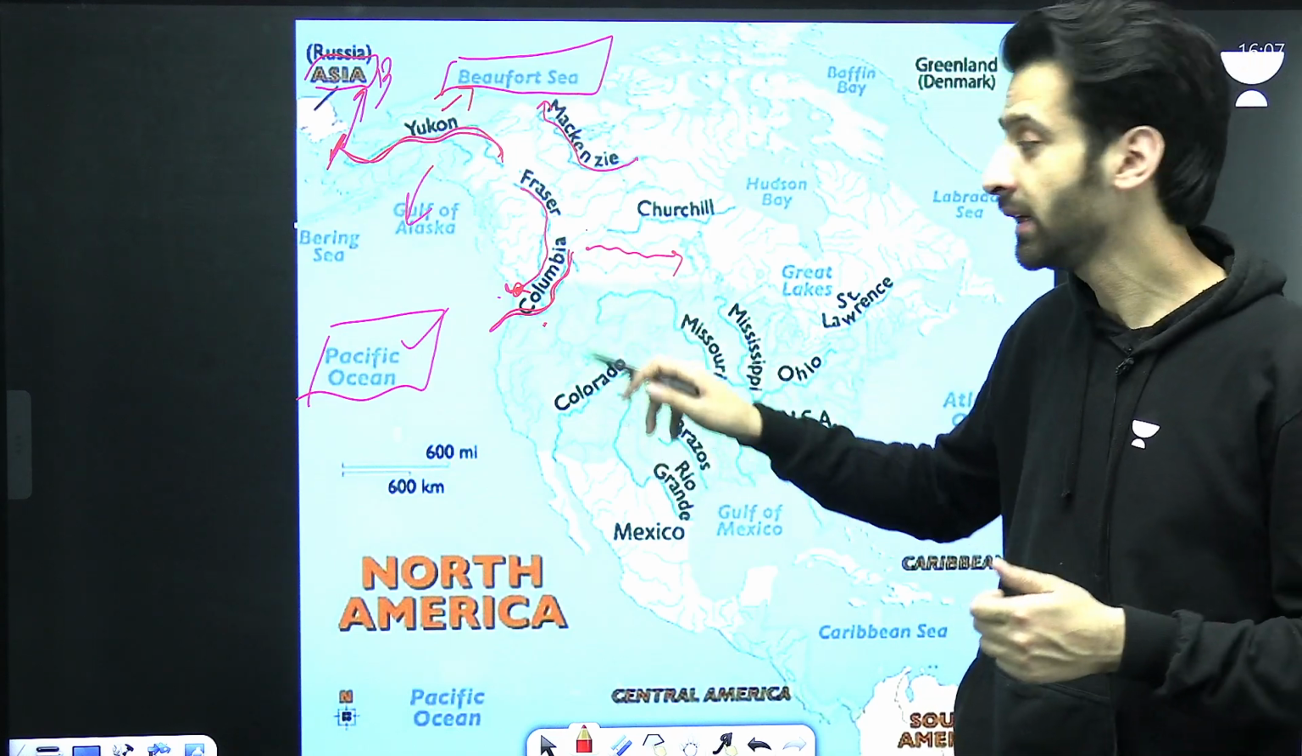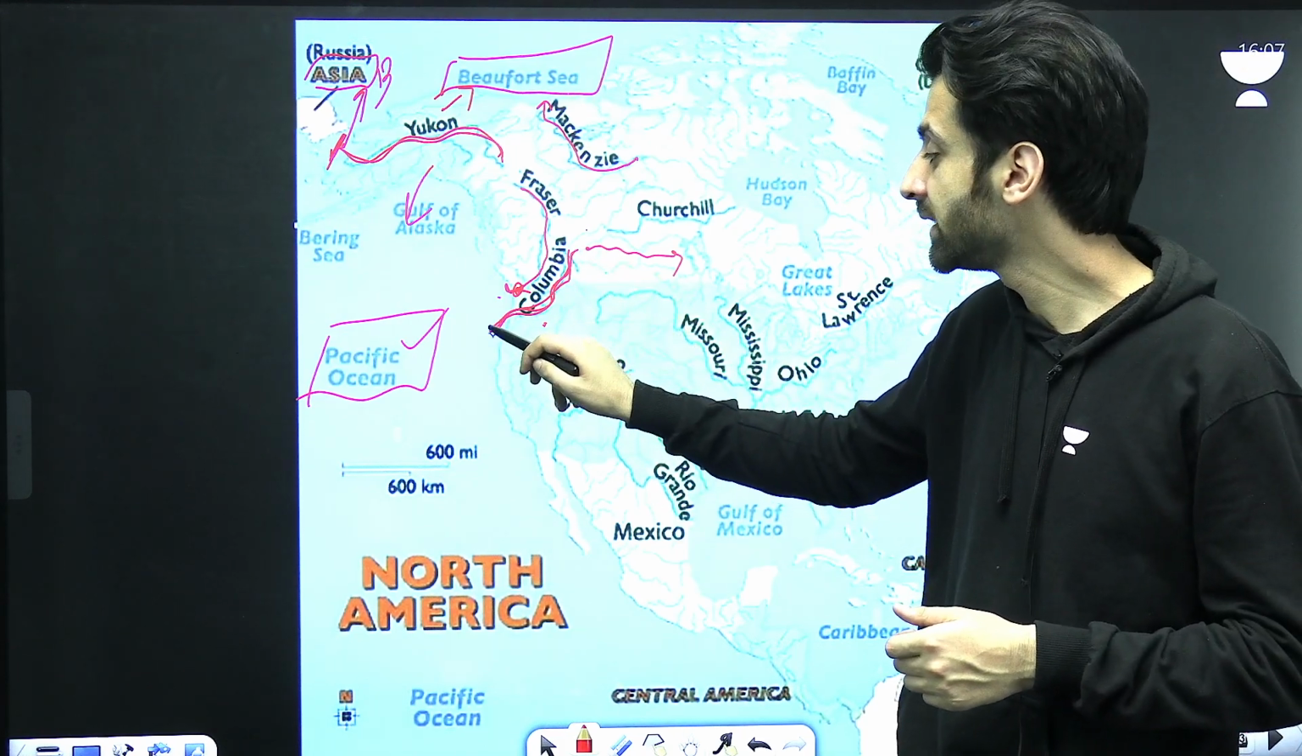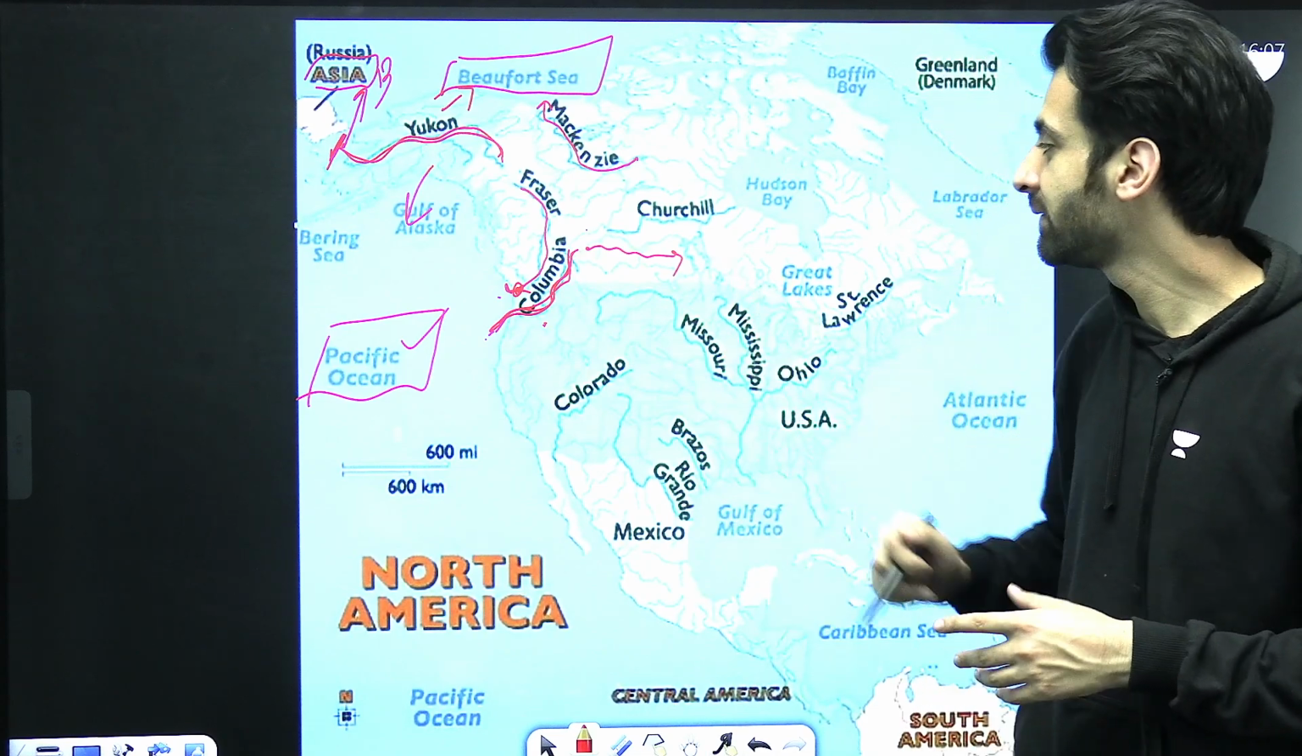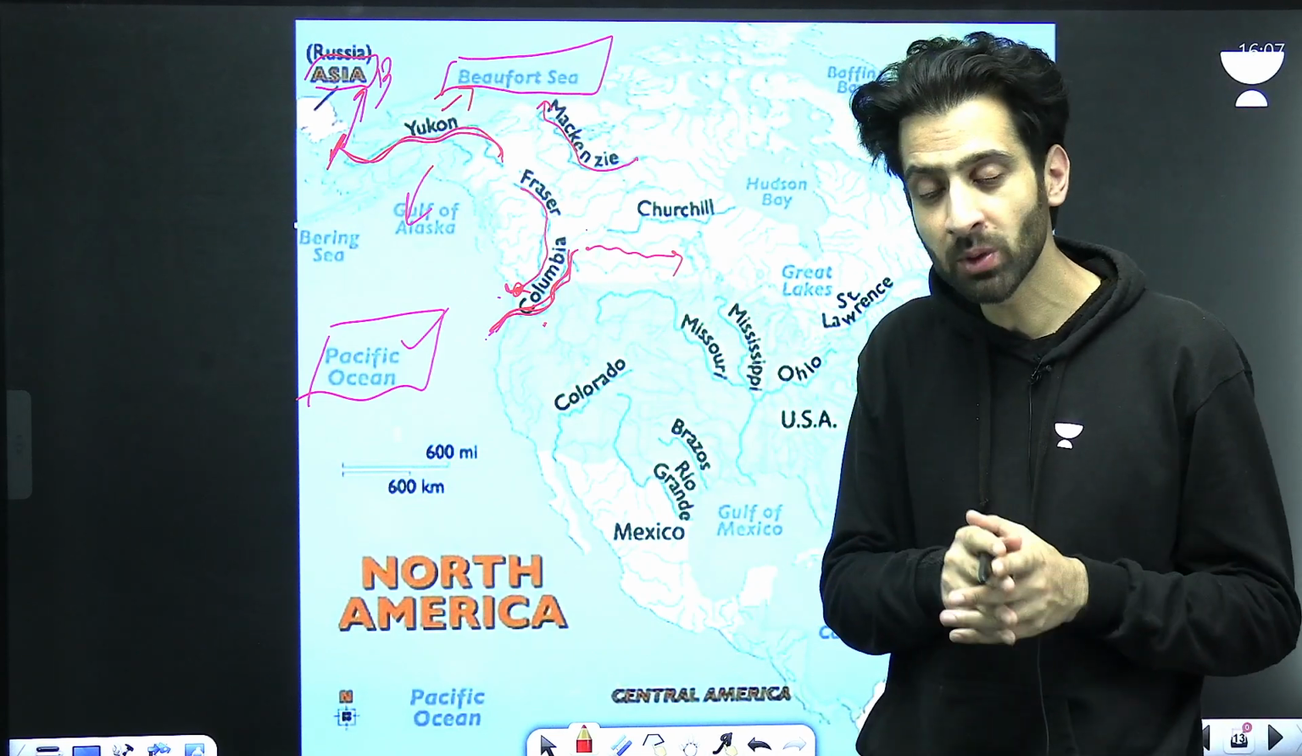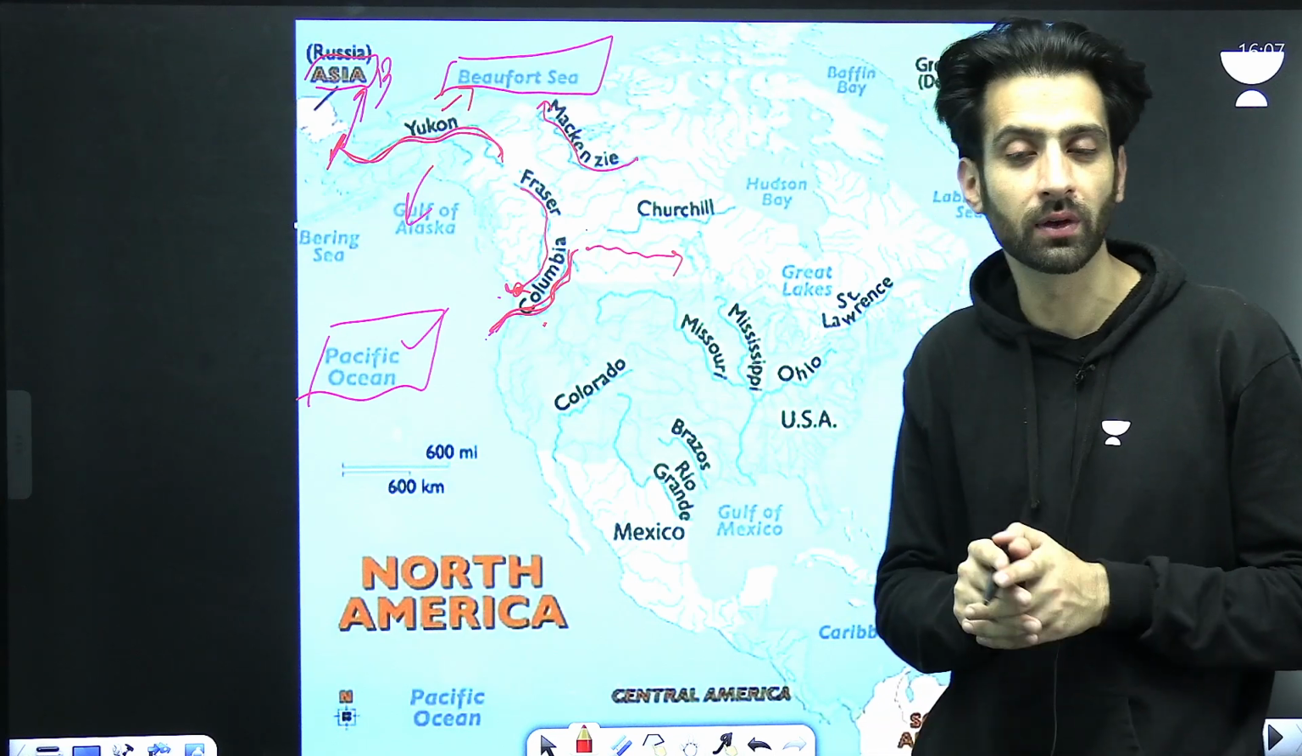So this is called Columbia River, and it flows into Pacific. Again, very important. I am only telling you the important things of the physical features of North America.